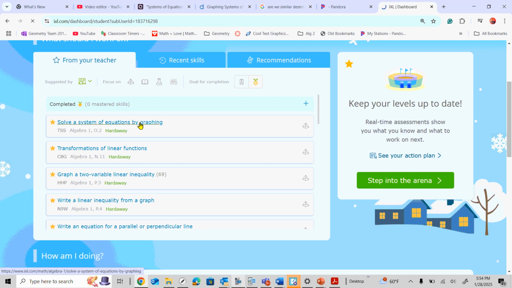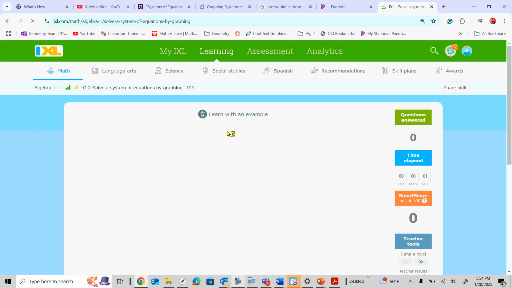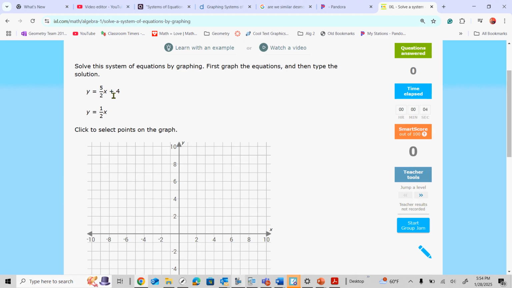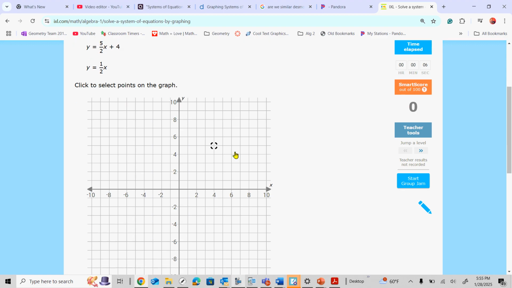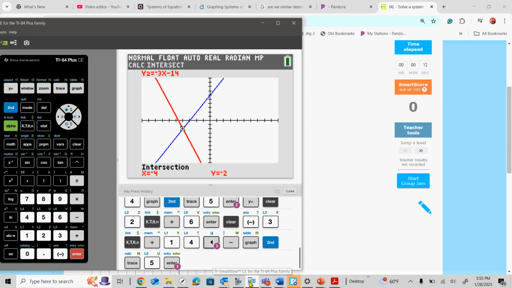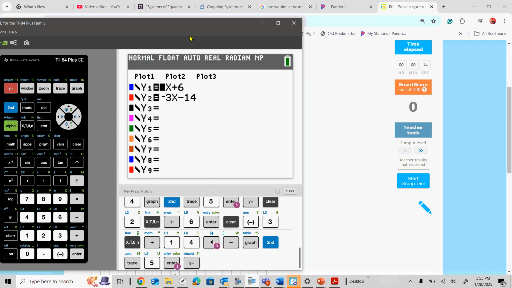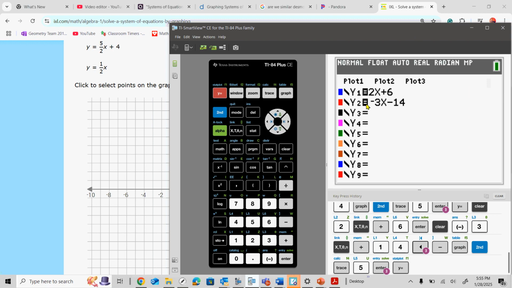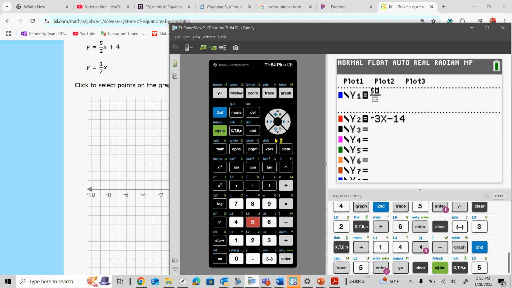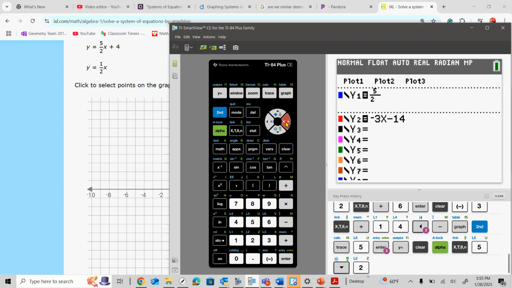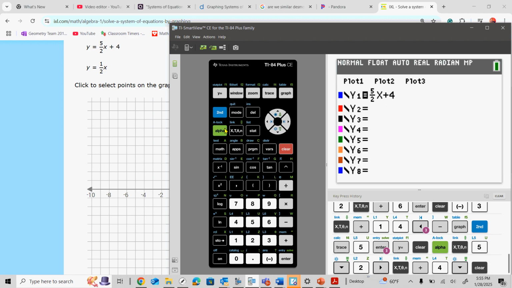So when you click on here, it's going to give you some problems. And right there, it's in slope intercept form. So now you can use the graphing calculator to help you if you need it. So like if I needed some guidance, I can go to y equals, I'm gonna move this over a little bit. We had 5/2 x, so alpha x to make the fraction, 5 on top, 2 on the bottom, arrow to the right for the x, and then plus 4. And then we need here, let me clear this out, we have 1/2 x.